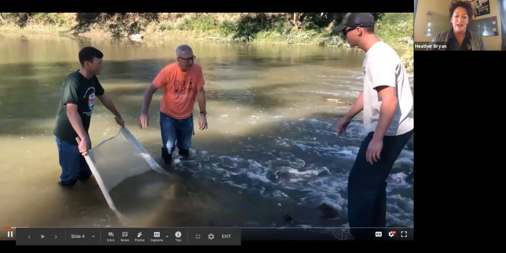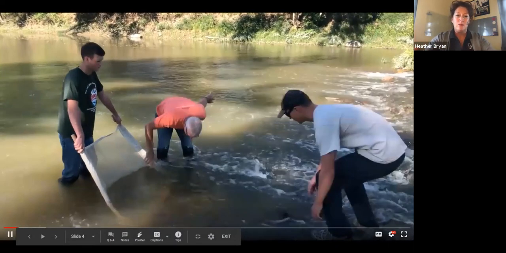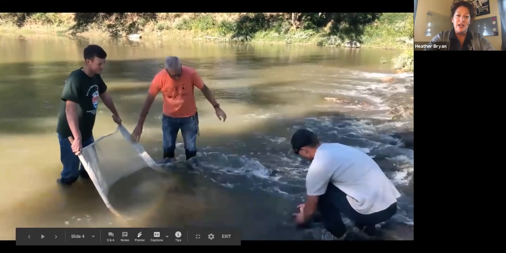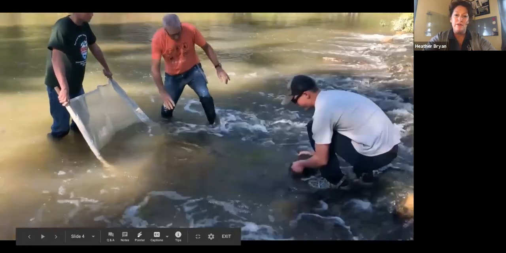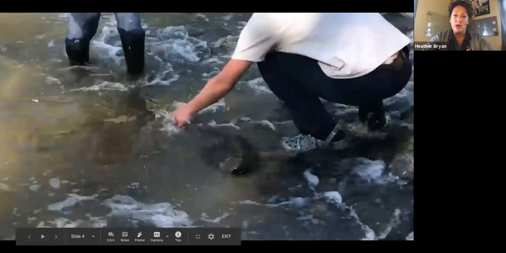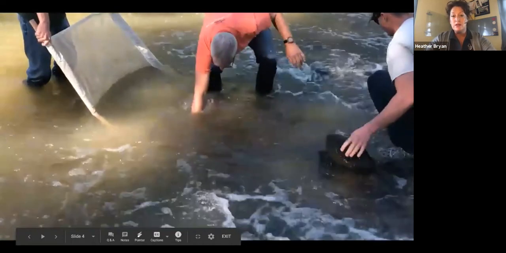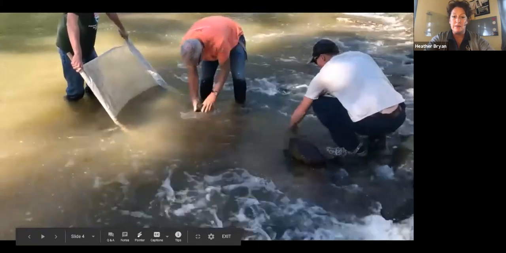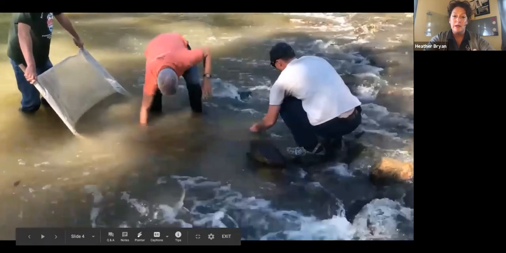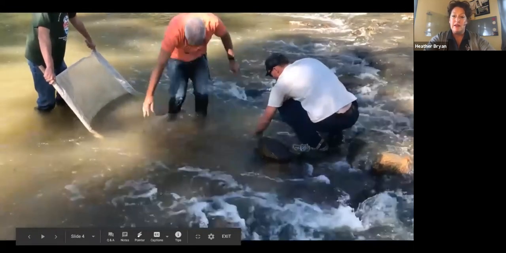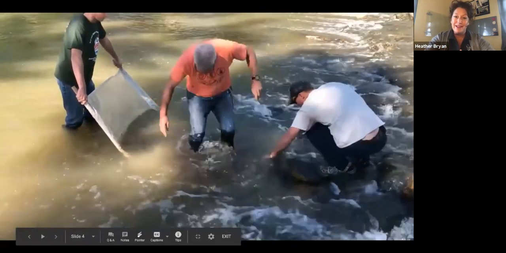Here we go. Sorry for those technical difficulties. So let me review the process one more time. It looks like Jake has set the net at a 45 degree angle to the flow of the river, which is very important. So as the river moves into the net, it will catch the organisms that are suspended in the water.